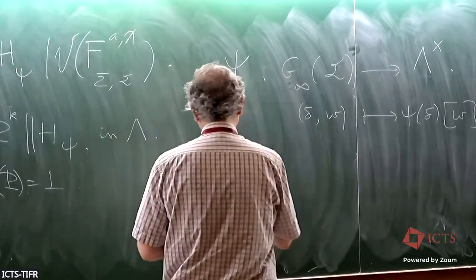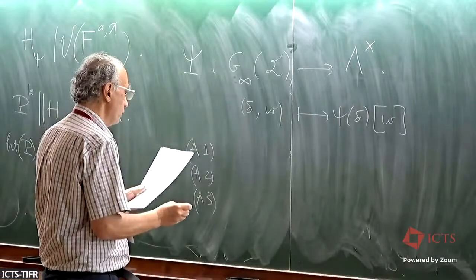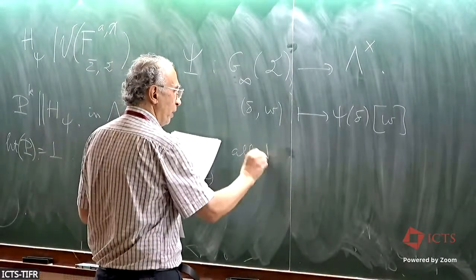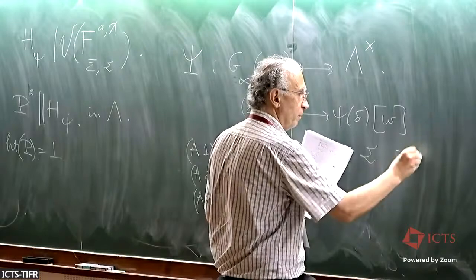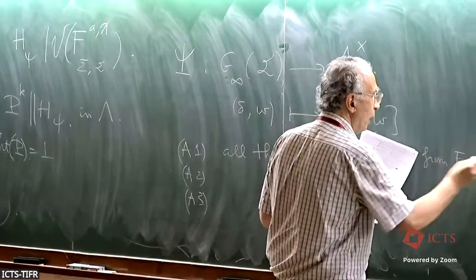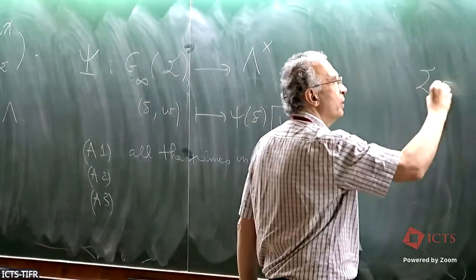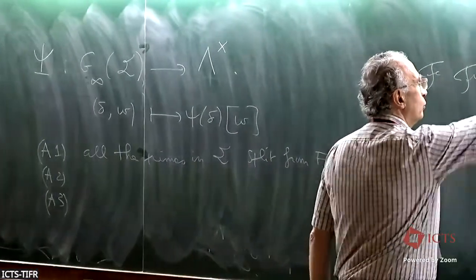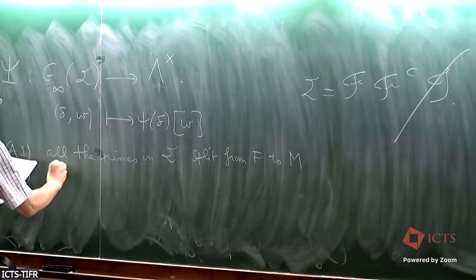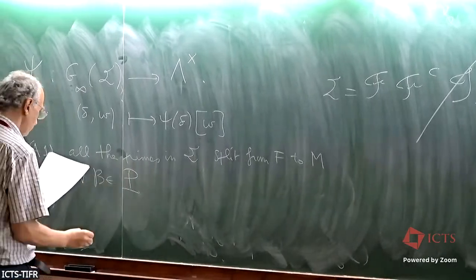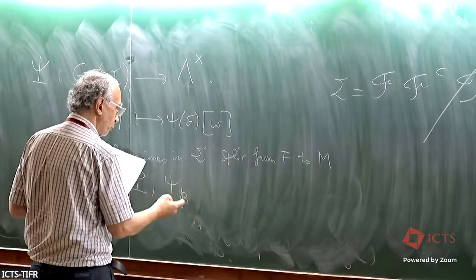And so we assume three assumptions, A1, A2, and A3. So actually, there are some assumptions to prove the second divisibility. As I said, all the primes in C split from F to M, so have relative degree 1. So this means that, if you remember, C was F, FC, and I, so this is assumed to be 1. And the second is that for any P in sigma, the restriction of psi at the decomposition group is non-trivial.